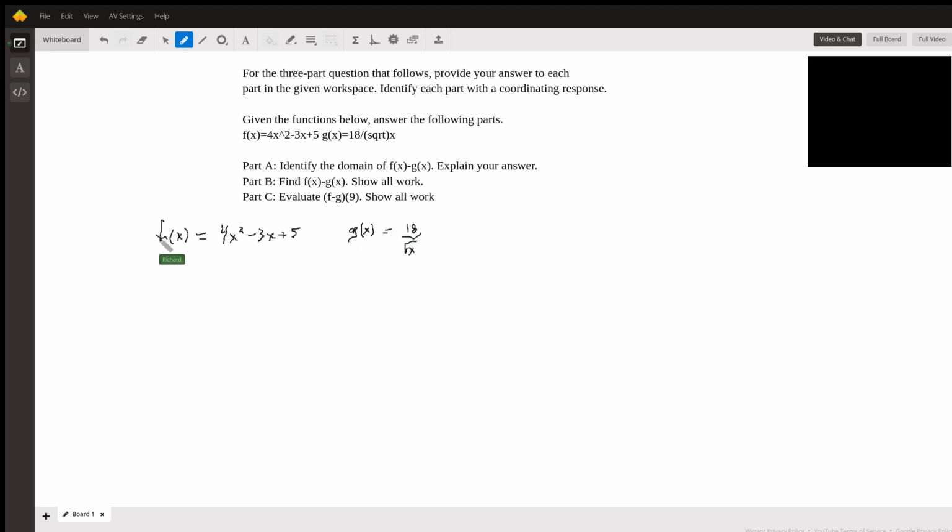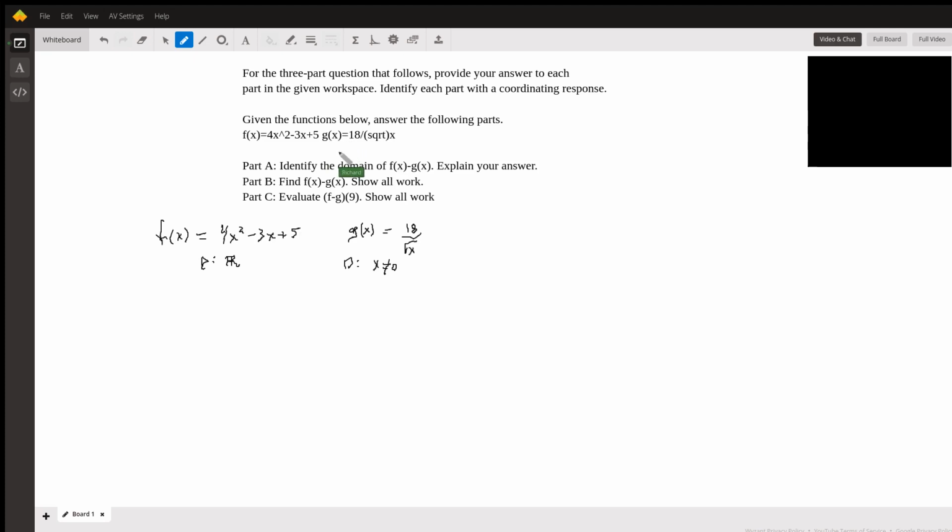Part A is find the domain of f minus g of x. The domain here is all real numbers, and the domain here is x can't be 0, because anything divided by 0 is undefined. So x can't be 0. But with this exception, everything's fine.